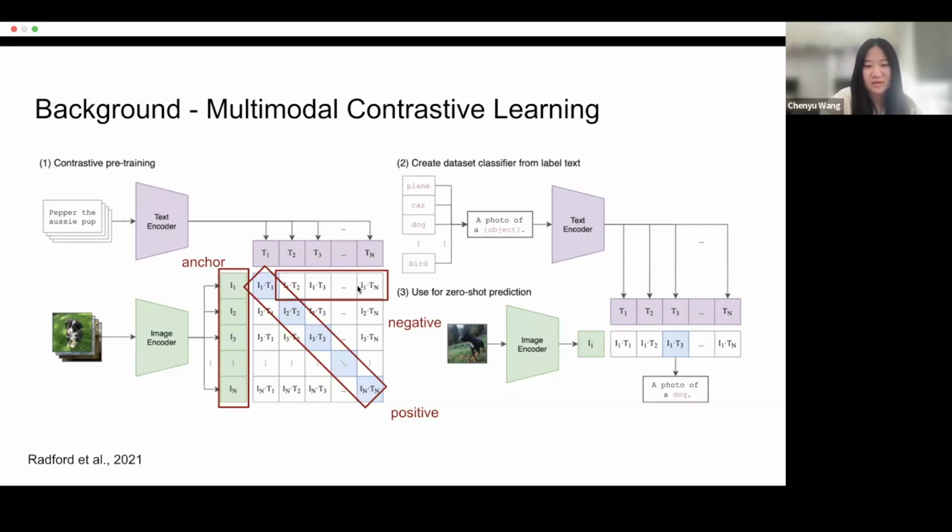And the CLIP model wants to maximize the positive similarity and minimize the negative similarities, which means that in the latent space, we want the anchor and positive to be as close to each other as possible, and we want the anchor to be further away from the negatives. And symmetrically, we can also take the text latent as the anchor, and all the other variables and the image latents as the positive and negatives.